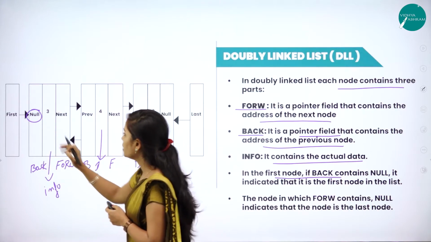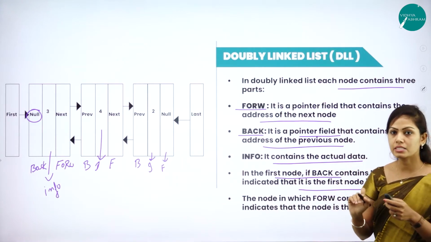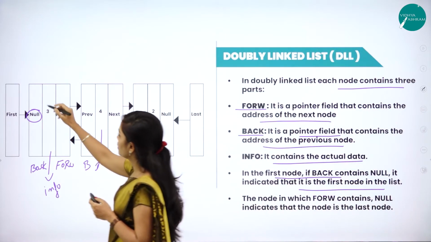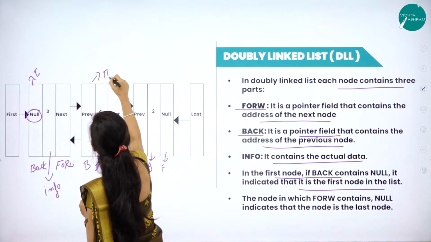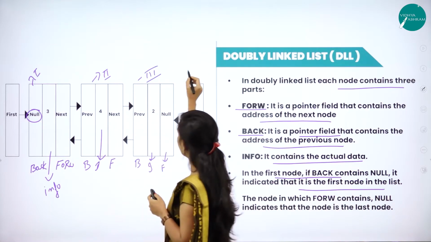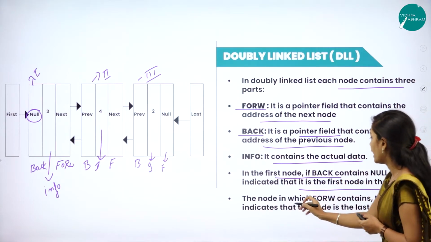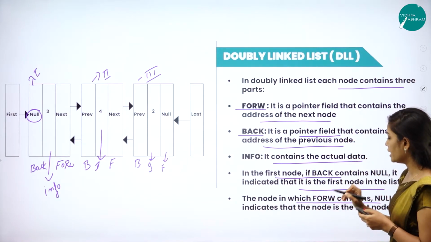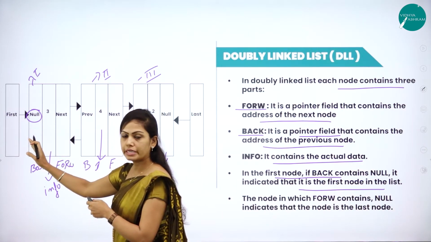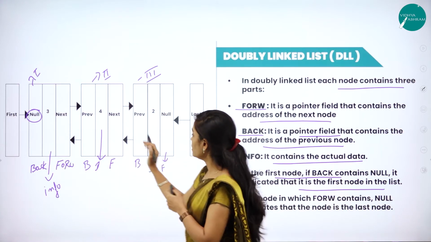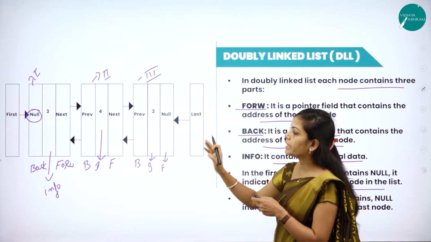Back contains a null value, indicating that it is the first node in the list. So null means it is the first node in the list, this is the second node, this is the third node, and this is the last node. Here back indicates null, that means it is the first node, and forward represents the last node. So this is called a doubly linked list.